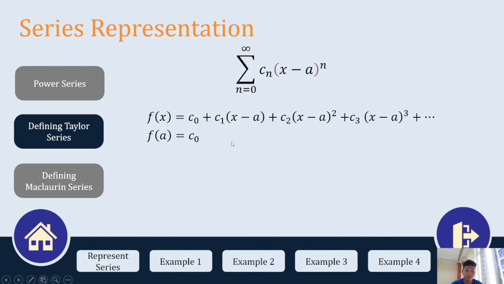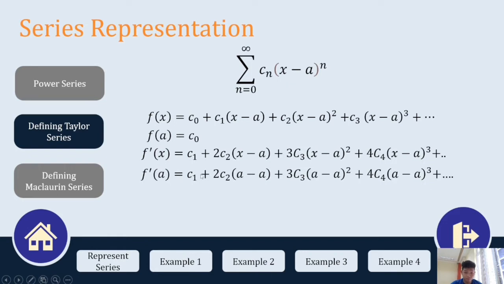This is when differentiation comes into play. If we take the first derivative of the function, we will get c1 plus 2c2 times x minus a plus 3c3 times x minus a to the power of 2 plus 4c4 times x minus a to the power of 3 plus and so on. If we evaluate f prime of x at a, these binomials will become 0 again, so all of these terms will become 0. And what do we have left? We have c1. So f prime of a equals c1.